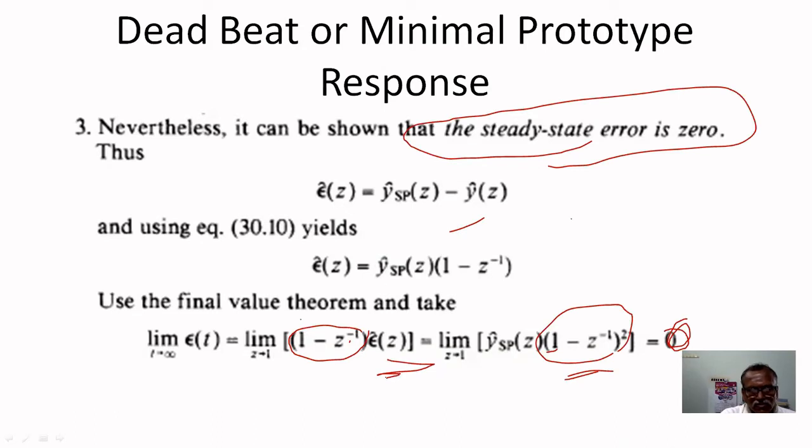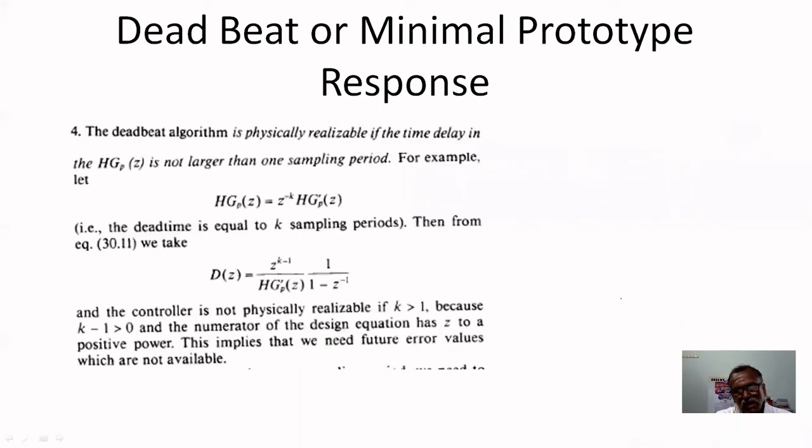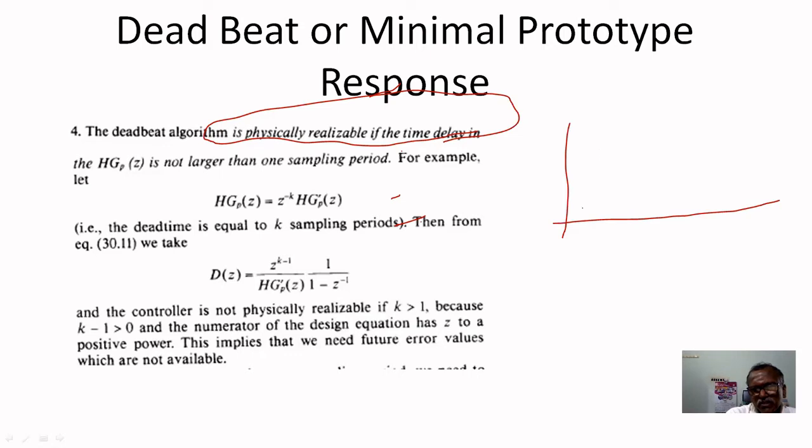The steady state value of the deadbeat controller always has a steady state error of zero, but it has large oscillations and large overshoot. Physically realizable means the system delay is not larger than the sampling period. Suppose the reaction curve, if you draw, it will be like this. The sampling period is here. Here, the dead time in the process is very small and it is within that sampling period. That's why the deadbeat algorithm is realizable.